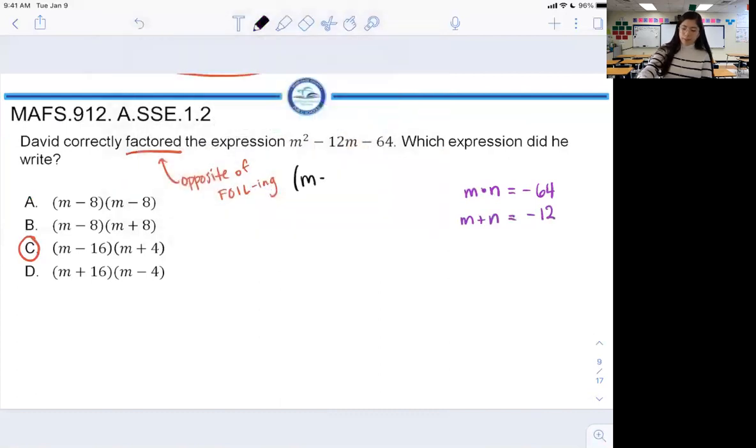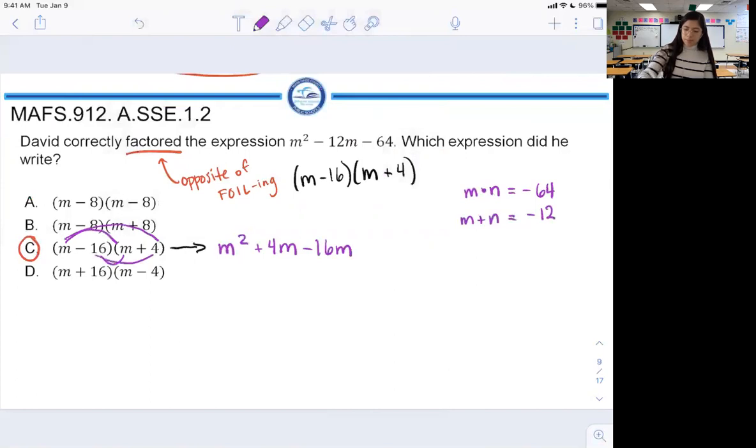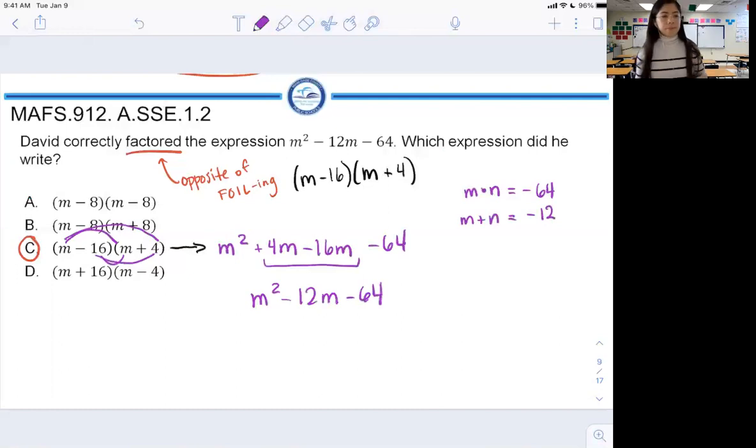So this was m minus 16 and m plus 4. So that was definitely correct. And if you would prefer to FOIL instead, if you just think that's a little bit easier, you could have done that as well. So m times m is m squared. M times 4 is 4m, minus 16m, minus 64. And then 4 minus 16 is negative 12. Two ways to do it. Both ways get you the correct answer. Do I have any questions on this one?